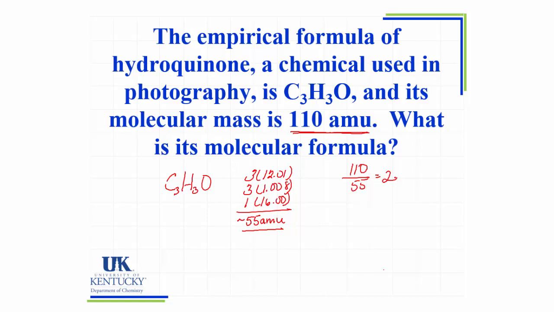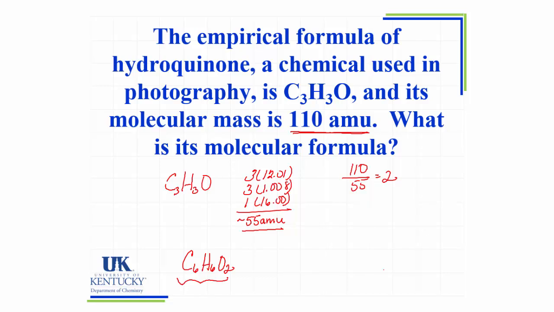What that tells me is that my actual chemical formula will be C6H6O2. Remember that for molecular compounds, we don't simplify down those subscripts because this is the actual number of each type of atom that is present in a single molecule of the compound.